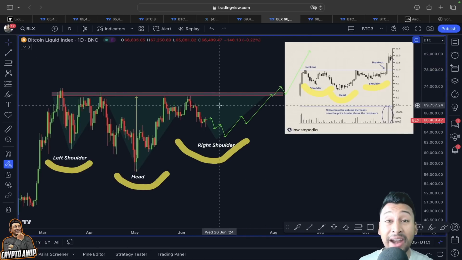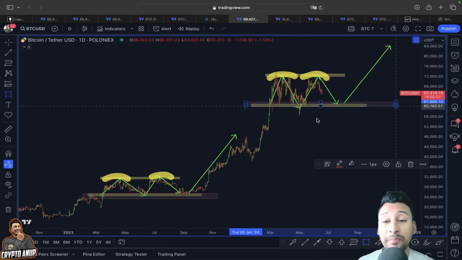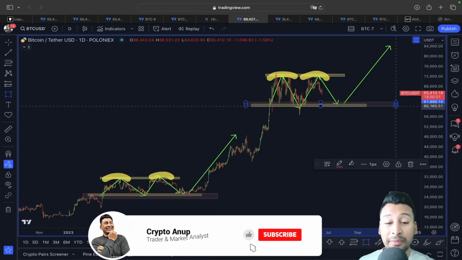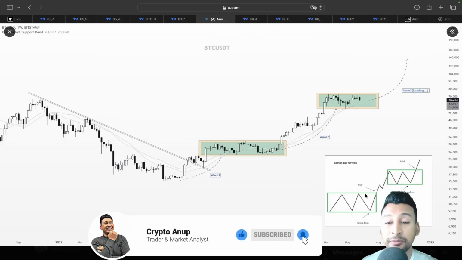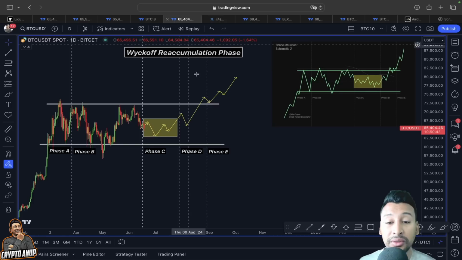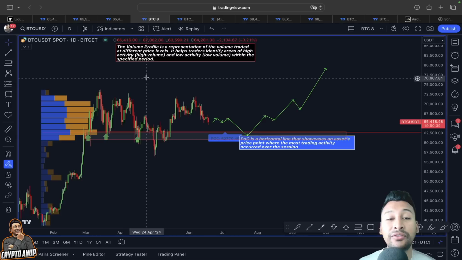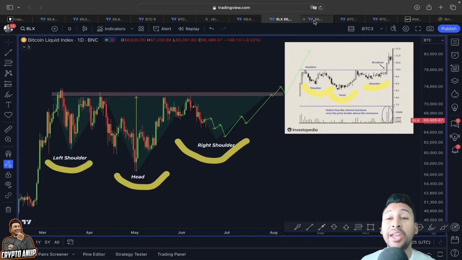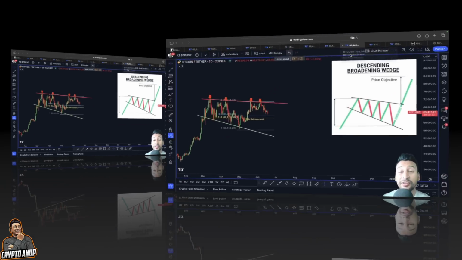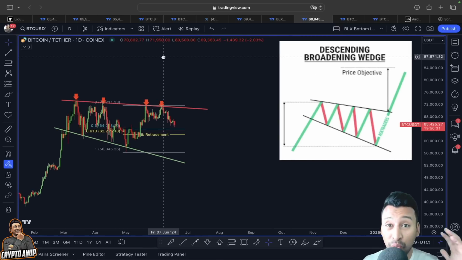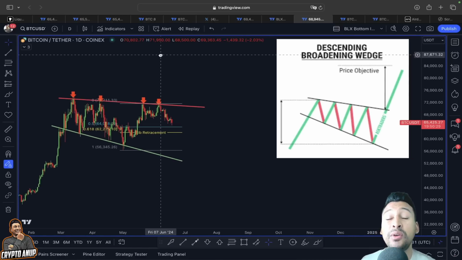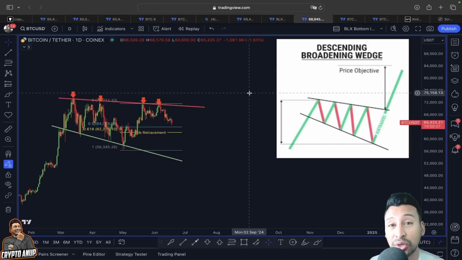Because if this scenario plays out, then parallelly the double top type of formation, just like from this past price action, will play out. This Darvas box pattern will play out. You can see Wyckoff's reaccumulation phase will play out, and even the volume profile scenario will play out perfectly. So that's why a pullback around 65,000 doesn't mean we are bearish. That could be just a temporary pullback before starting with an actual bullish move.